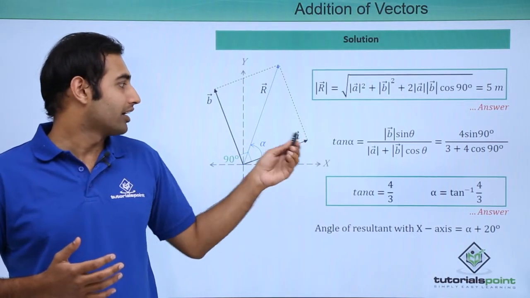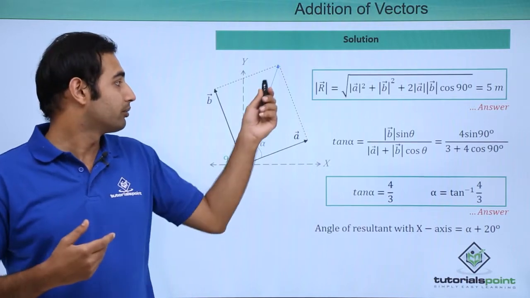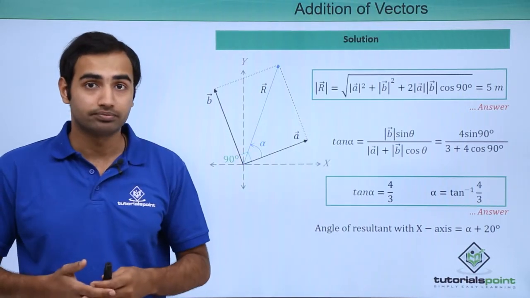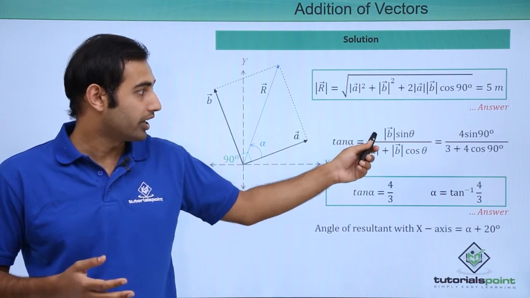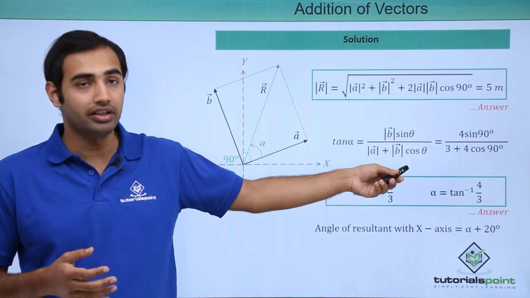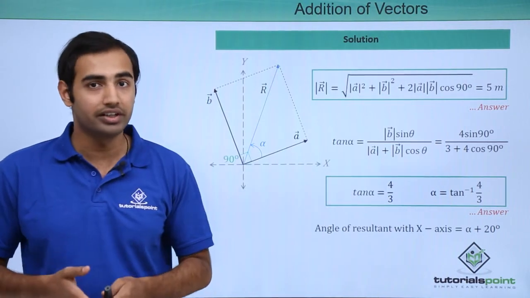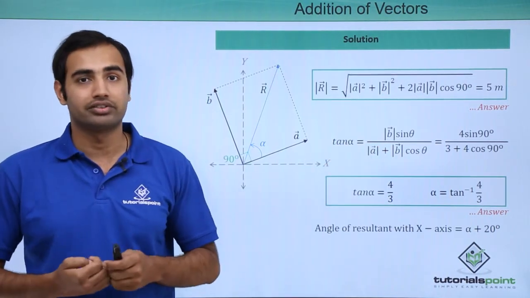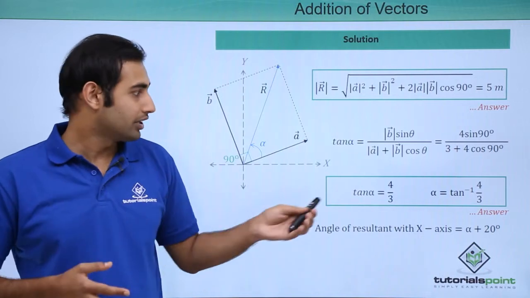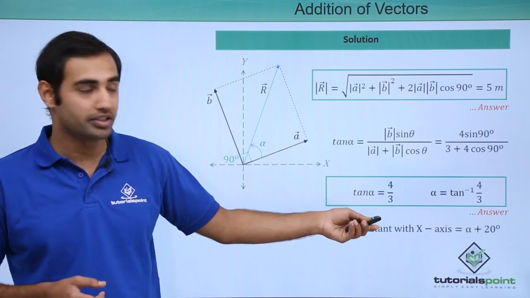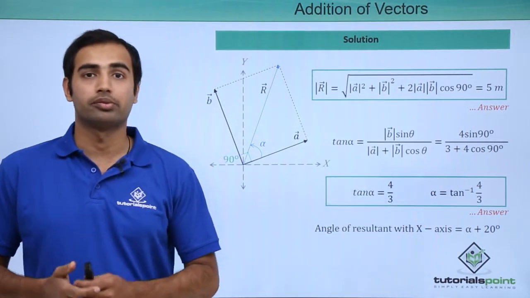Now, to calculate the angle alpha, the angle that the resultant makes with the vector A, will be simply tan alpha as B sin theta upon A plus B cos theta. Putting all the values, I'll get 4 sin 90 upon 3 plus 4 cos 90. Sin 90 value is 1 and cos 90 value is 0. Putting these values, I'll obtain tan alpha as 4 by 3 or alpha as tan inverse of 4 by 3.